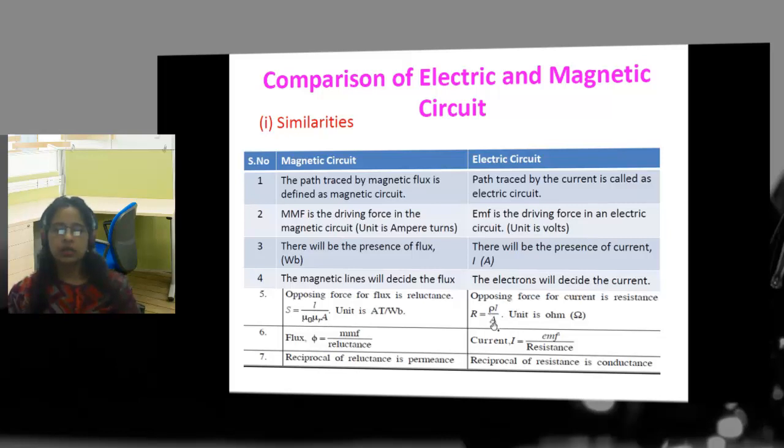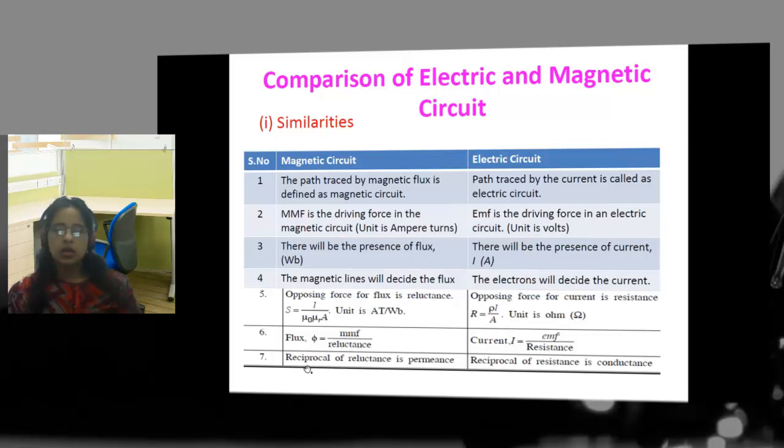See the similarity. Rho L by A. It is also L by A, but in place of rho, another thing comes. Right? See the similarity. It is very similar. Flux phi is equal to MMF by reluctance, and I is given by EMF by resistance. The force V by R gives I. Phi is equal to the force MMF by reluctance. So MMF becomes EMF in electrical circuit, reluctance becomes resistance in electrical circuit, and phi becomes the current in the electrical circuit.